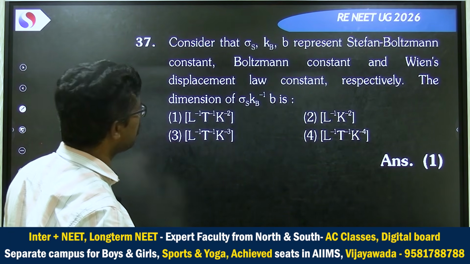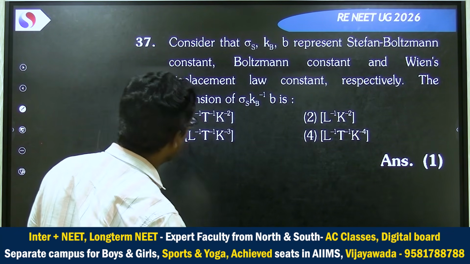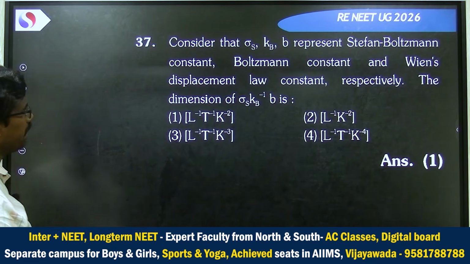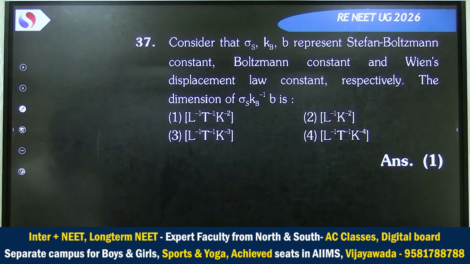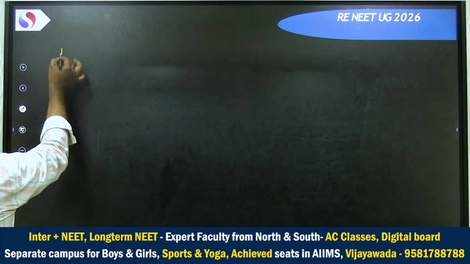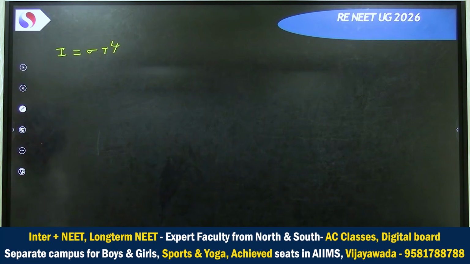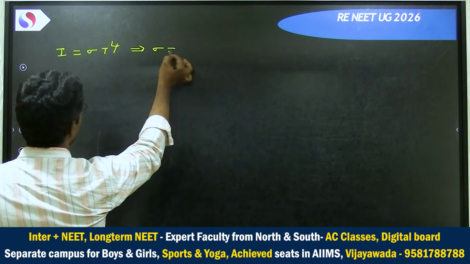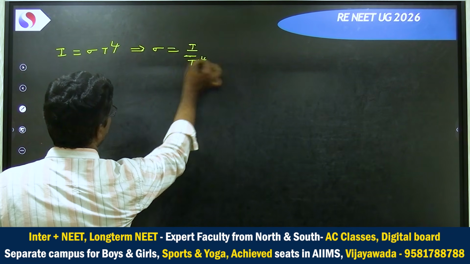Consider sigma S is the Stefan-Boltzmann constant, KB is the Boltzmann constant, and B is the Wien's displacement law constant, respectively. The dimensions of sigma S, KB inverse, and B are to be found. Here the Stefan-Boltzmann law formula is intensity is equal to sigma into T power 4. We have this formula. Now sigma is equal to intensity by T power 4.